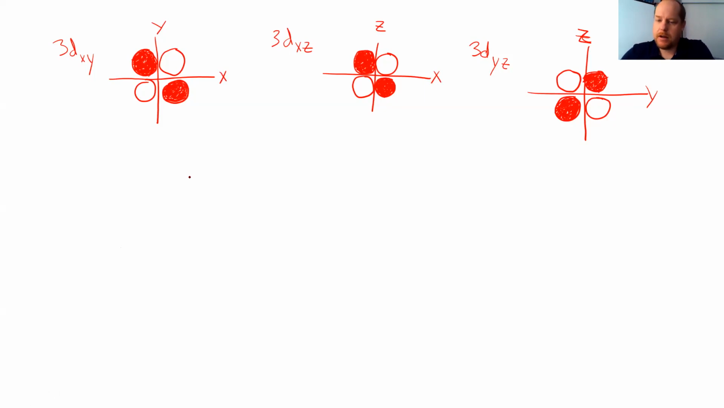The other two, the 3d x squared minus y squared. Now you don't have to know why these have the labels that they have, the xy, xz, yz, x squared minus y squared, or the z squared as a subscript. Those actually come out of the math, but you don't have to know why, you just have to know what they are, right? Because that's all we're really interested in, sort of the pictorial view of these. So here we have our x and y axes again, right? Only now the orbital densities lie along the axes instead of in between them like they were before. There we go.